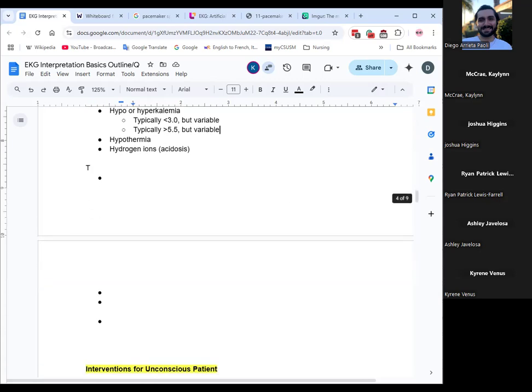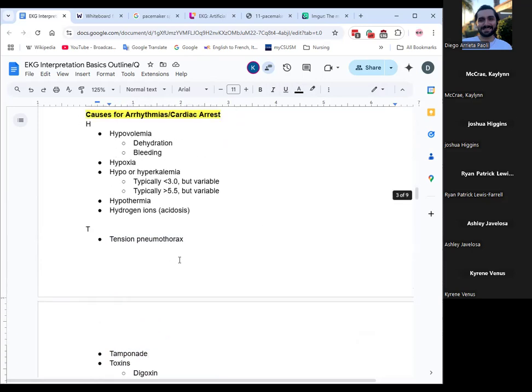And then you guys already mentioned the T's, so we'll go back up here. T for tension pneumothorax, tamponade, the cardiac tamponade, toxins, so digoxin toxicity, thrombosis, which can include your PEs, your pulmonary embolism.